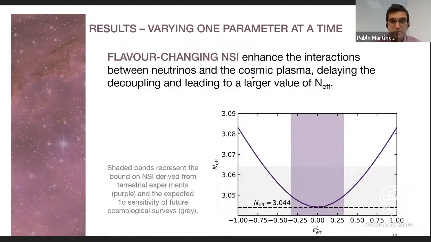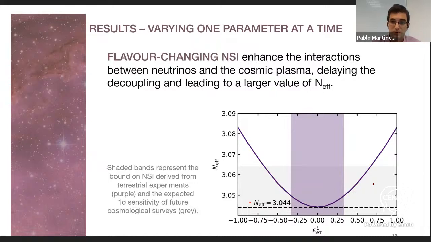Flavor changing NSI between electrons and neutrinos are not present in the standard model. So if we have this extra interaction of this type, that means the interaction rate between electrons and neutrinos is larger, and that leads to a delayed decoupling of the neutrinos. And consequently, we always see a value of N_eff larger than the nominal one expected in the standard model. So again, this purple band is the limit from terrestrial experiments, and this is the sensitivity expected for CMB-S4.